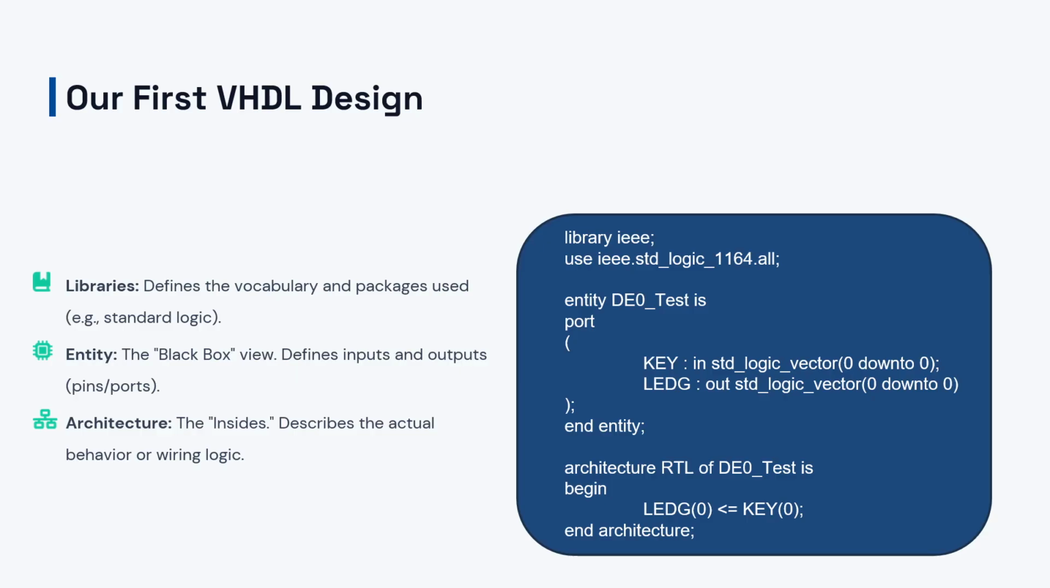The entity defines the outside of our chip or device. It acts like a black box diagram, specifying the physical pins or ports. In this specific DE0 test example, we have one input button called key and one output called LED-G for green. The third part is the architecture, which is the insides. If the entity is the outside of the box, the architecture is what's happening inside the box. It describes the actual behavior or wiring. Here, it's incredibly simple. We are directly assigning the state of our button key 0 to our LED green 0. When you press the button, the light reacts.